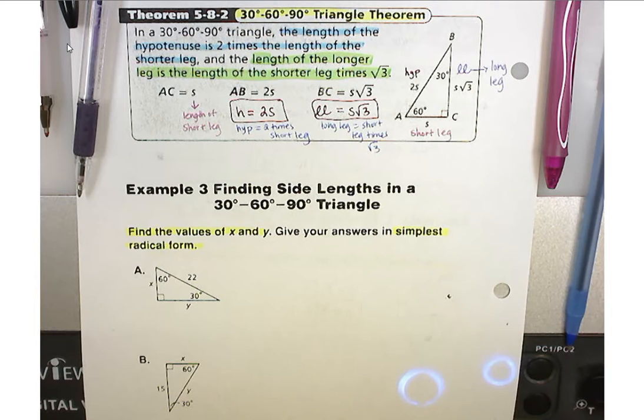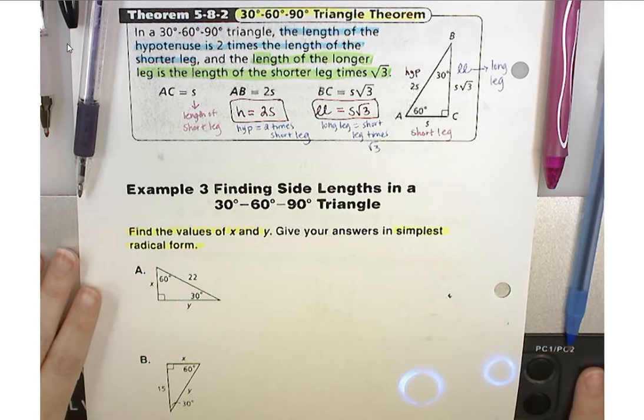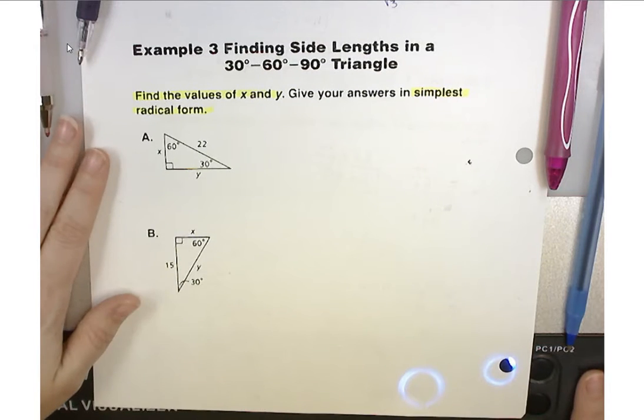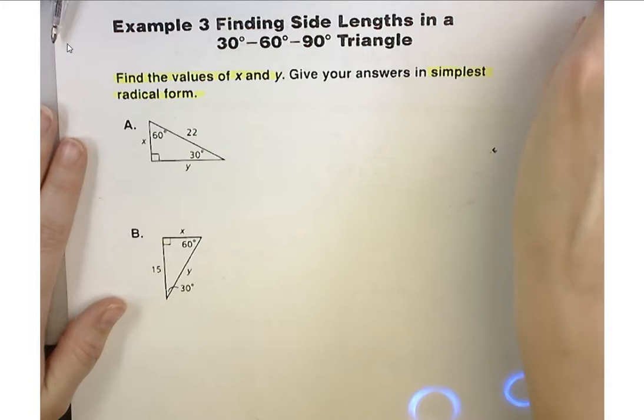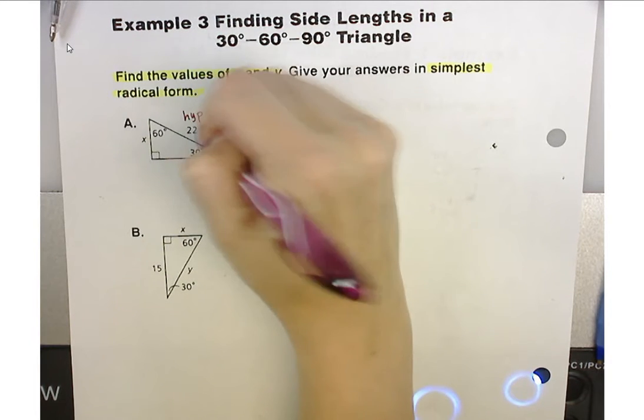So just like last time, the first thing that you should do is figure out which side of the triangle is the what? Short leg. Yep, I would do the, well, middle. The longest is the hypotenuse. Okay, always start with the hypotenuse because you know the hypotenuse is across from the right angle. So our hypotenuse here is 22.